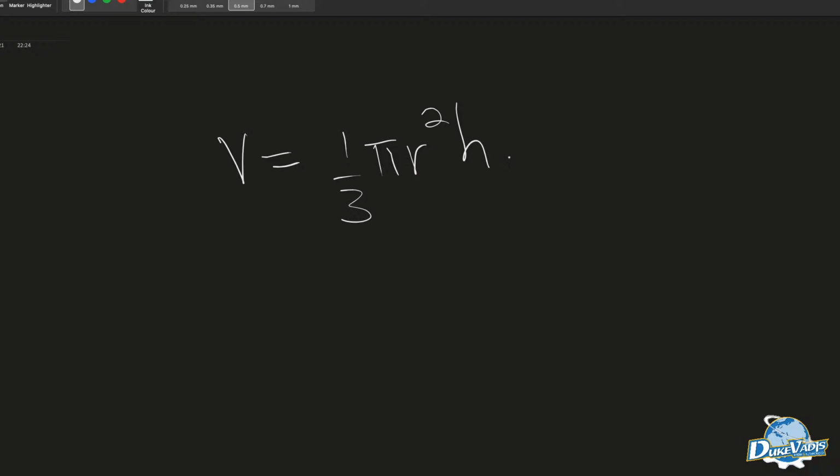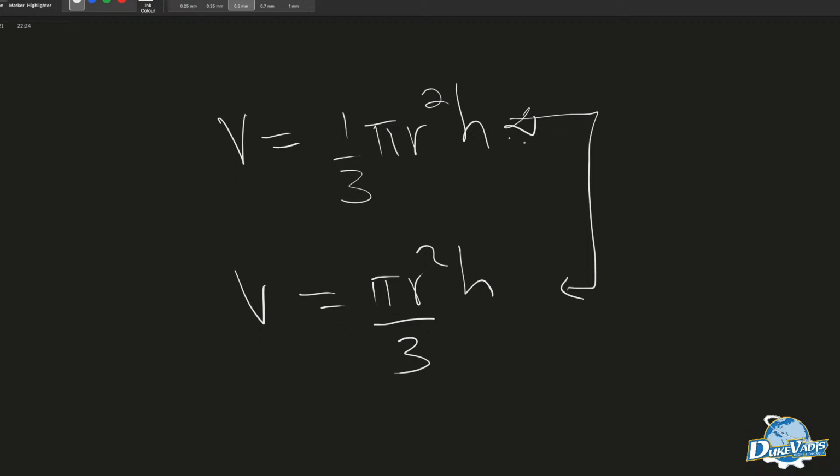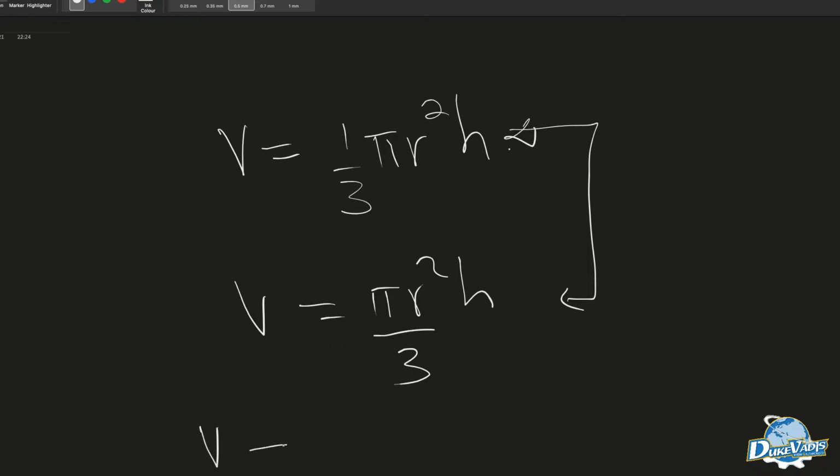As I told you guys, anytime you see a question of this form, you must understand the interpretation of the formula. Some will write the formula this way, some will say V is equal to pi r squared h over 3, which is the same. These two equations are the same. But the meaning of this equation is V is equal to pi multiplied by r squared, multiplied by h, and multiplied by 1/3. Okay, so that's the meaning of the equation.